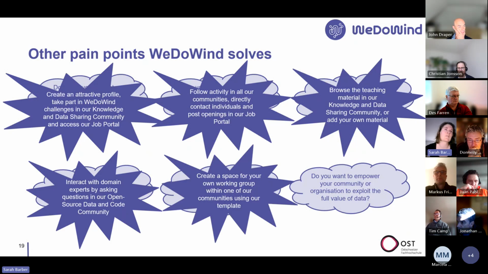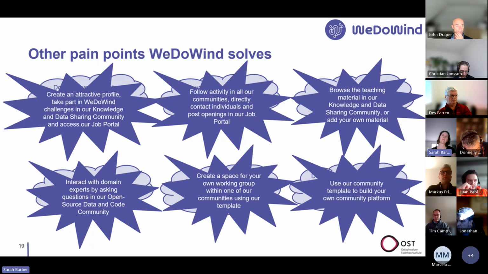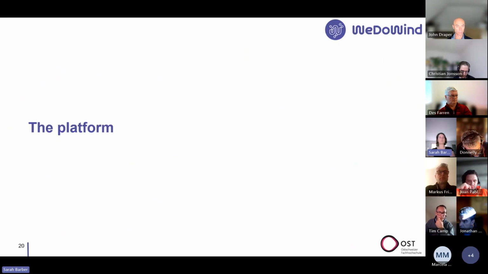You can create your own space for a working group. We've made a template. An example would be Ron, who's here, who is involved in this WeDoWind organization. We're hoping to create a WeDoWind space so that everybody in the community knows what WeDoWind is and what they are doing, and knows how to contact Ron to take part. And then the final thing, empowering your own community. The idea is that we help you with a template, actually building your own community based on the blueprint. So that's an introduction to what WeDoWind is supposed to be offering you.